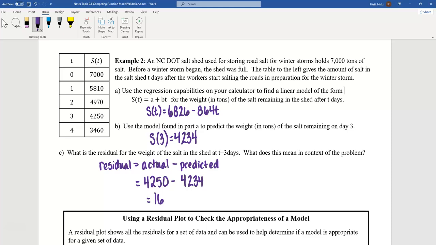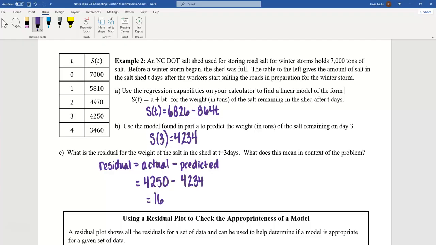Okay, so now it says, what does this mean in context of the problem? So when it says in context of the problem, you're talking about how much salt is in the salt shed, right? So you need to talk about the salt here. What I find a lot of times students do is they don't give enough context. They'll be like, actual is 16 more than predicted. But you have not talked about what we're discussing. That could be the truth for whatever we're talking about. It could be the money in your bank account. It could be the population of a small town. It could be lots of different things, right? So we need to talk about the salt in the shed.